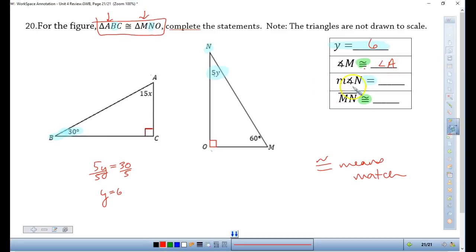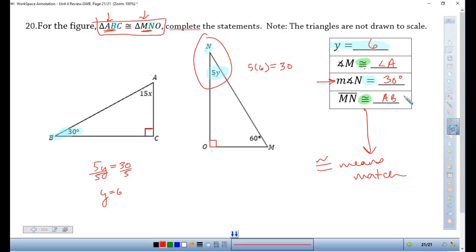Now, measure of angle N equals. Okay, this means it wants a number. So measure of angle N, go to N, and it's 5y. Well, we know that y is 6, so 5 times 6 equals 30. So that was a plug-in. And then MN is congruent, so it wants a match, right? Congruent, so MN, first two letters, would be congruent to AB.